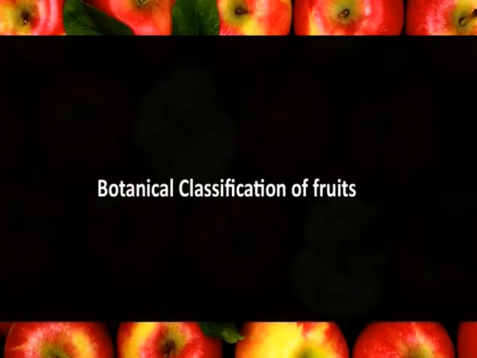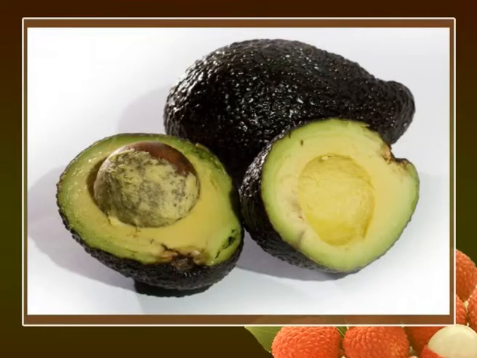Now, botanical classification of fruits. All fruits may be classified in three major groups on the basis of the number of ovaries and the number of flowers involved in their formation. The following outline includes most of the common types of fruits. Number 1, simple fruits. Simple fruits develop from a single matured ovary in a single flower.